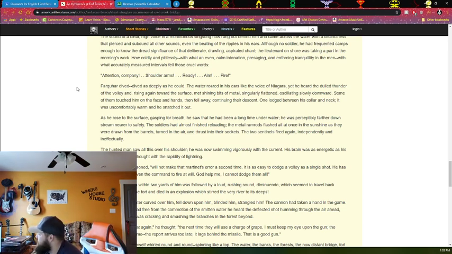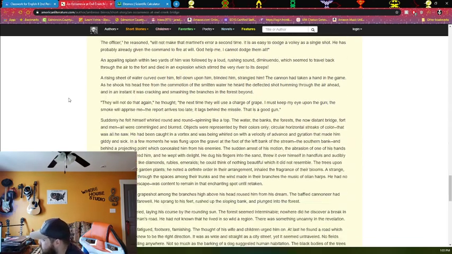His brain was as energetic as his arms and legs, and his thought was rapid as lightning. The officer, he reasoned, will not make the martinet's error a second time. It is as easy to dodge a volley as a single shot. He has probably already given the command to fire at will. God help me, I cannot dodge them all.